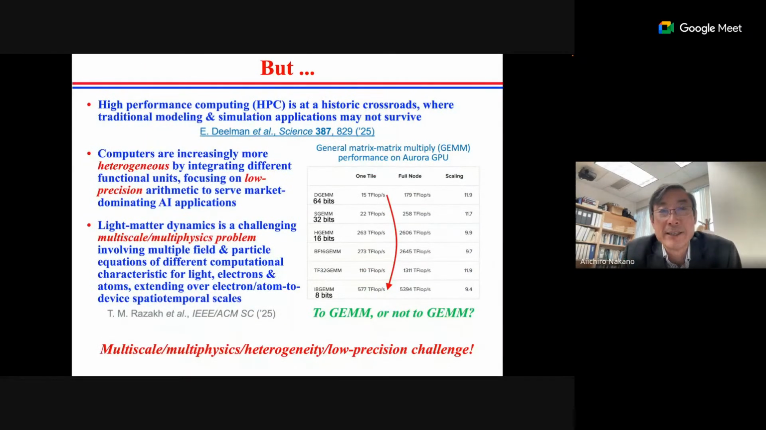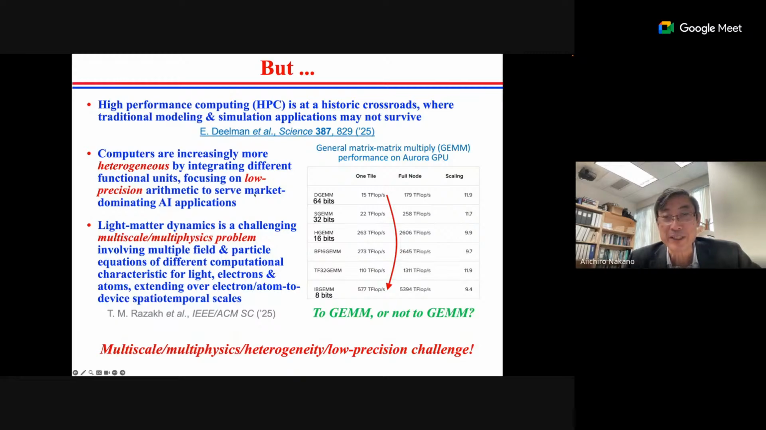But there's a problem. Namely, high performance computing is at a historic crossroad where traditional modeling and simulation applications may not survive. So we are in an existential crisis. This is because computers are becoming more heterogeneous by integrating different functional units or chiplets, and also focusing on low precision arithmetic to serve market-dominating AI applications.